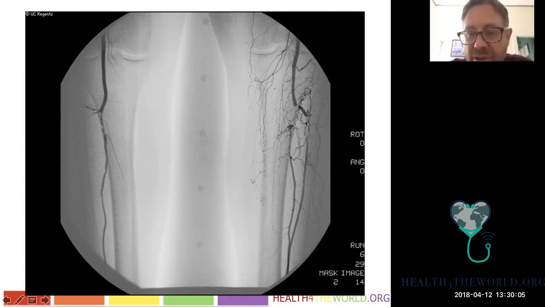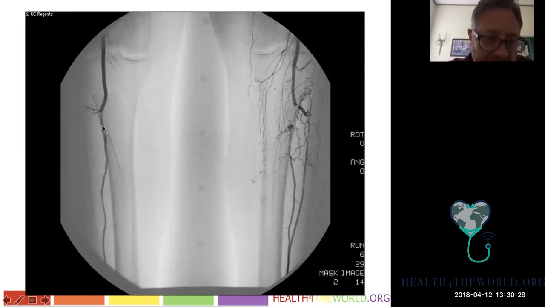There's a high-grade stenosis. Here's the TP trunk, which is occluded, and the peroneal is the straight down continuation of the TP trunk. Here's the peroneal here. So it looks okay, but definitely the TP trunk is occluded. Here you have the anterior tibial artery, and you see there's some irregularity here of the TP trunk, and there's just a continuation of this vessel coming down, and that's the peroneal.